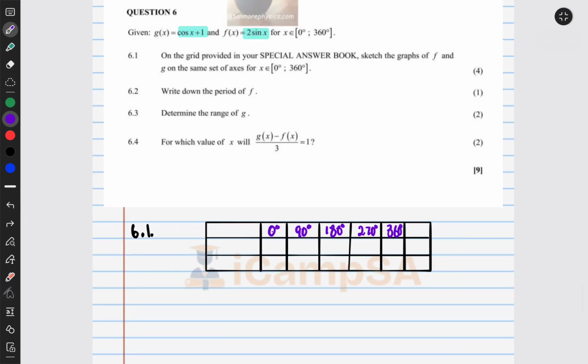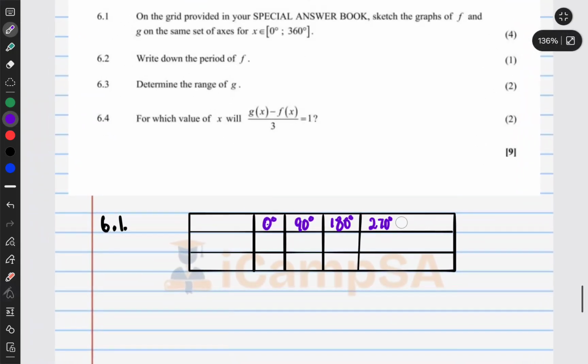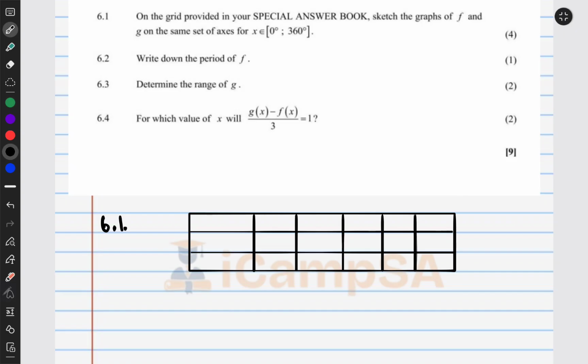I wanted to clean this one up a bit, and increase this. That will be your 0 degrees, 90, 180 degrees, 270 and 360 degrees.